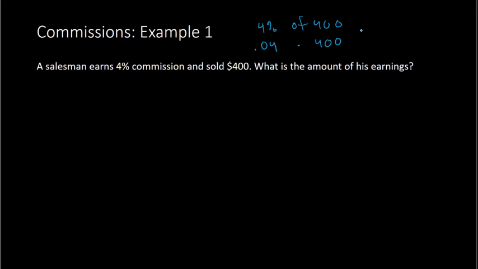So I take 0.04, multiply it by 400, and when I do that, I'm going to get 1,600, and then I have to move the decimal place over 2 places. That gives me 16.00, or 16. So his earnings is $16.